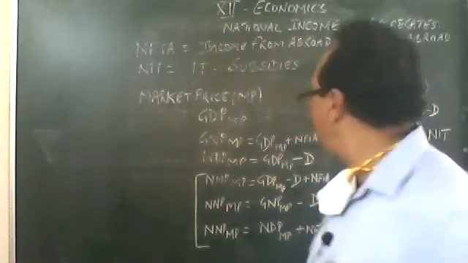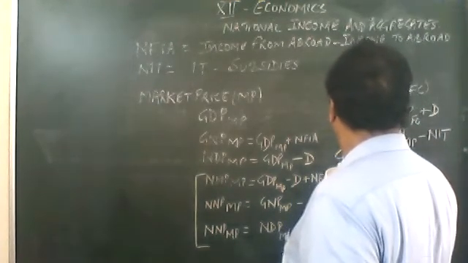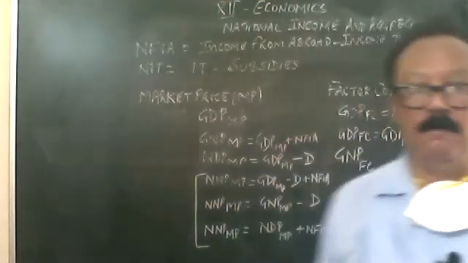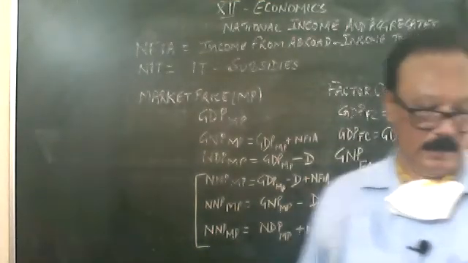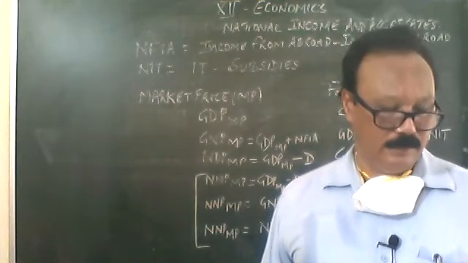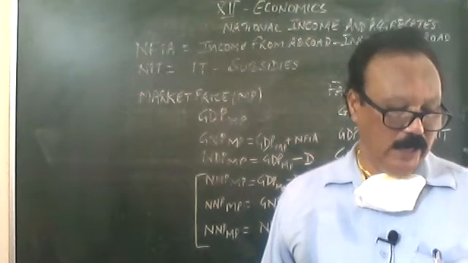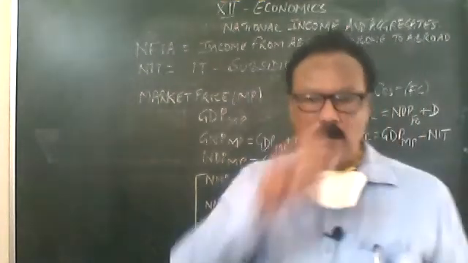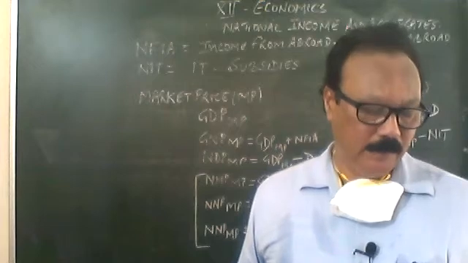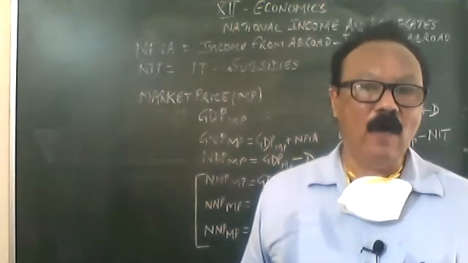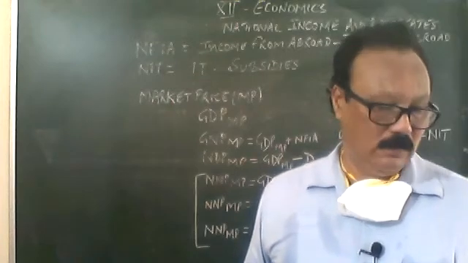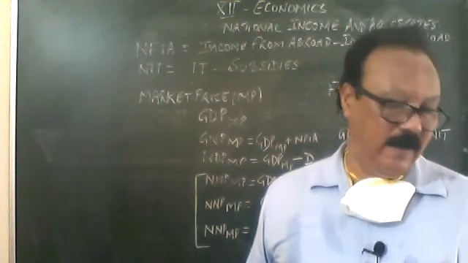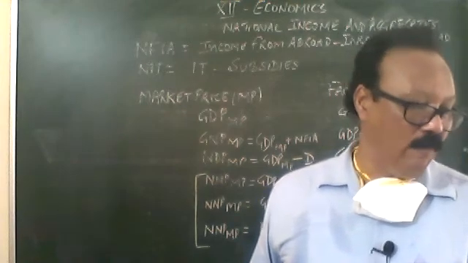Second is GNP factor cost. Definition. It is the sum total of factor income generated within the domestic territory of a country, inclusive of depreciation and net factor income from abroad, NFIA, during a period of 1 year.